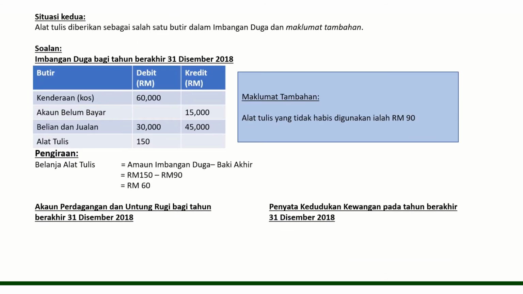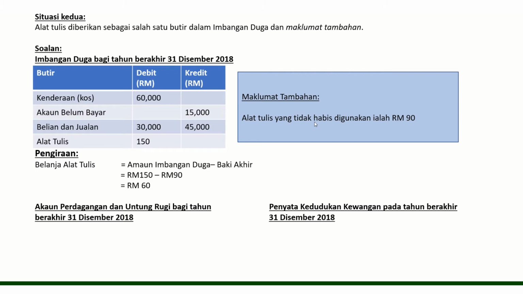Situasi yang kedua. Alat tulis diberikan sebagai salah satu butir dalam imbangan duga dan maklumat tambahan. So the difference in this second situation is they have given maklumat tambahan. Okay, so now let's see what they've given in imbangan duga first. Apa yang diberi dalam imbangan duga is the same thing. Alat tulis, they gave 150 on the debit side. Okay. What did they do in maklumat tambahan? They said that alat tulis yang tidak habis digunakan is 90 ringgit. So from here, you should already know that this is the baki akhir inventory alat tulis yang belum habis digunakan. So this is your baki akhir.